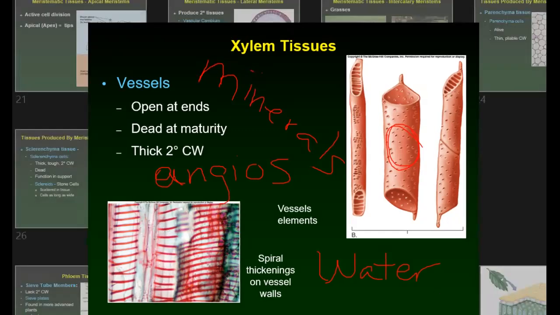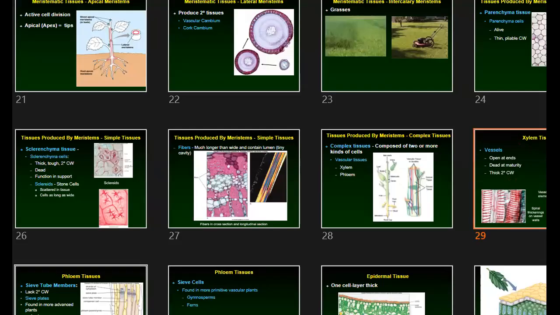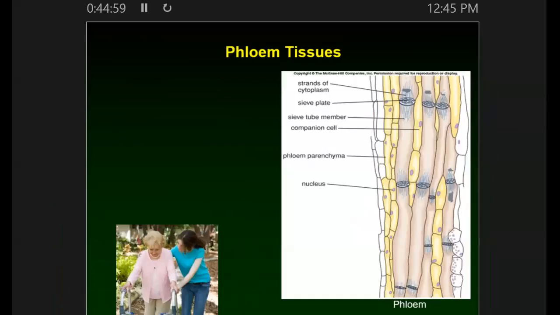Okay, so vascular tissue, xylem, super, super important. The other type of vascular tissue is called phloem. What you're seeing here are part of the phloem tissue, this term, sieve tube member. I want you to remember that.